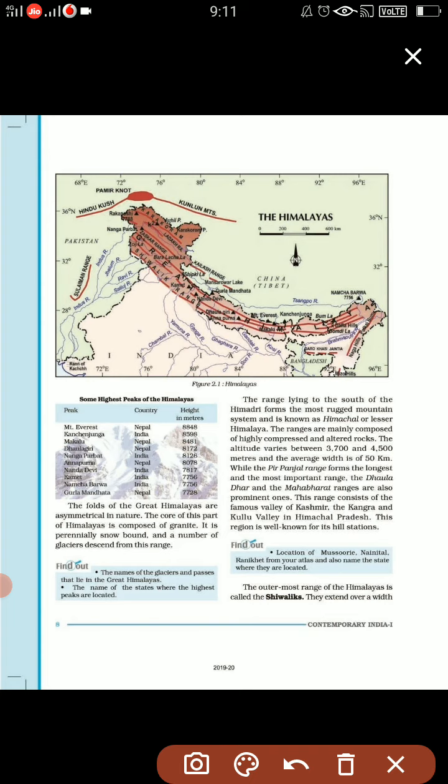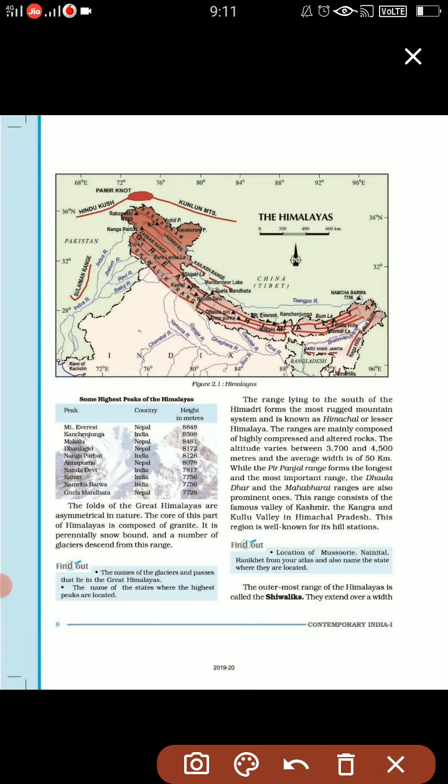Fine. Then comes, children, the next thing. Here you can see some highest peaks of the Himalayas, and their country is also given where they are. Fine. After that, children, see the names of glaciers and passes that lie in the Great Himalayas. Now you just find out.